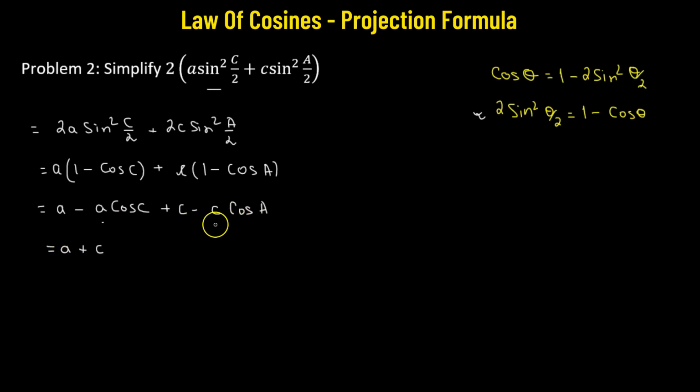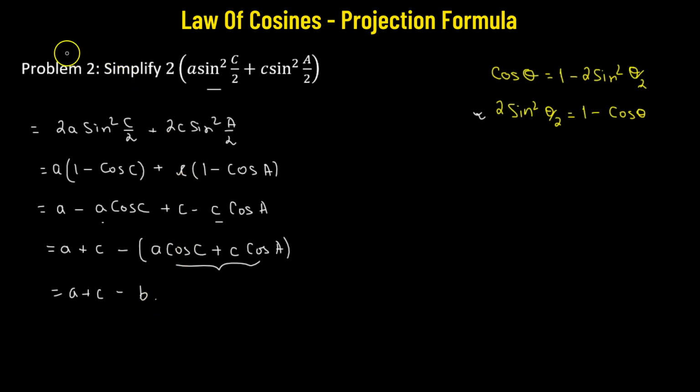We'll take negative as the common factor and combine the second and the fourth term. So we have negative of a times cosine of c plus c times cosine of a. Now what is the value? From the projection formula, this value is simply equal to b. So that means the simplified value of the given expression is going to be a plus c minus b.